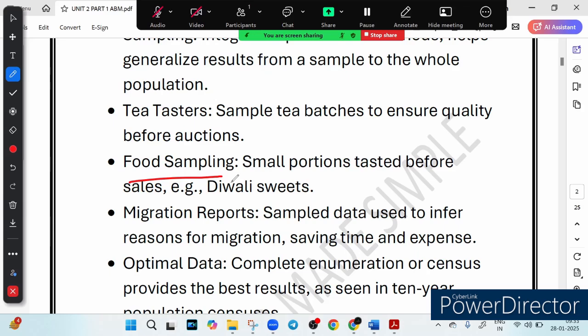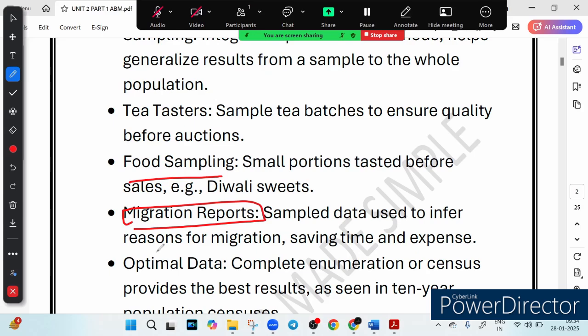Sampling is not limited to business only. It is used in studies like migration reports, right? Instead of interviewing every migrant, researchers sample data to understand why people are moving and what trends are emerging. It is efficient and cost effective, right?